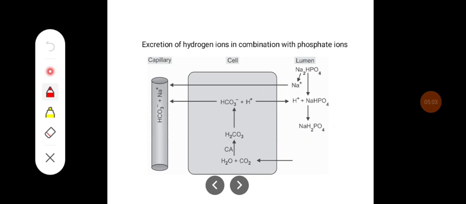So this is how the H+ ion is produced from carbonic acid, which forms a complex with sodium hydrogen phosphate, and eventually forms sodium dihydrogen phosphate, which is excreted in the urine. Thus the H+ ion is removed.